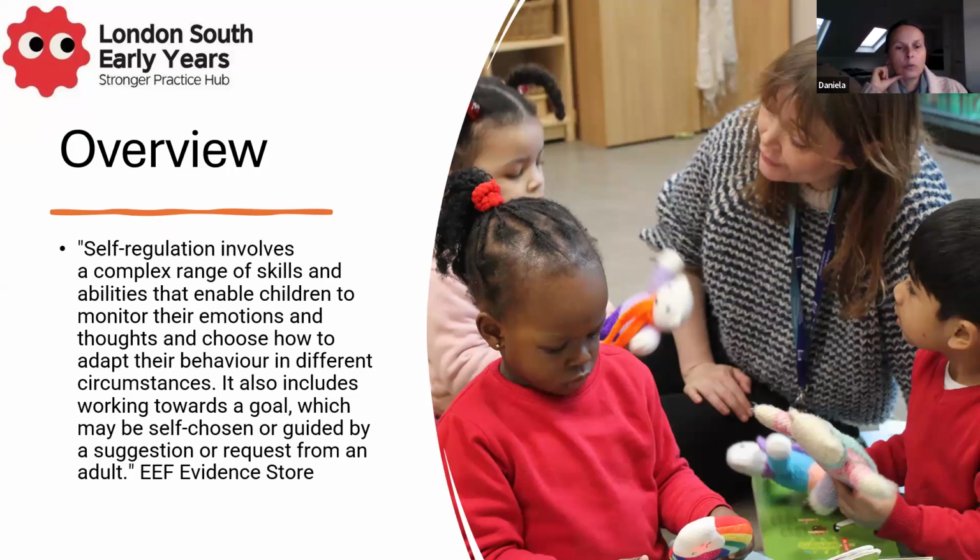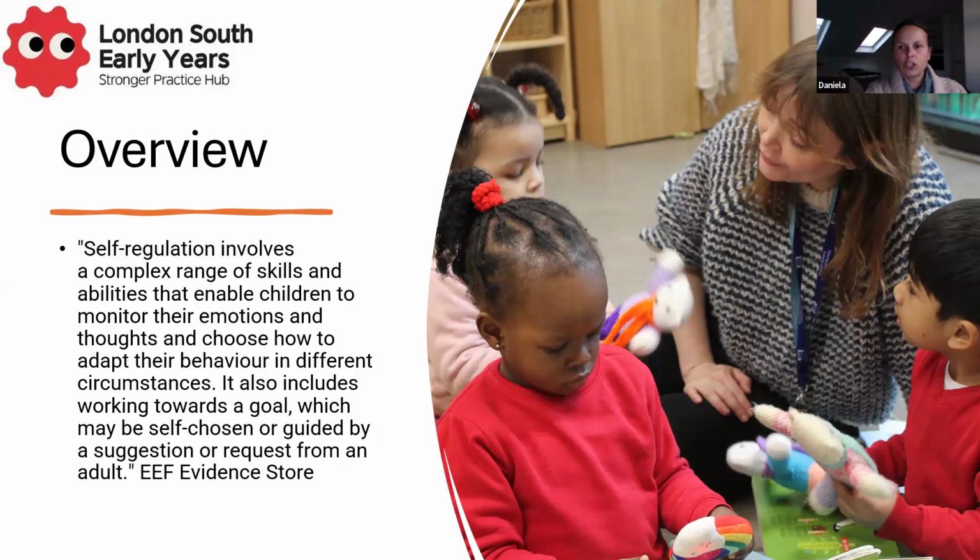And it includes working towards a common goal. That was the common strand that was seen in the research, that working towards that common goal seemed to really help children slow down their movements, think about what might need to happen next, think about the children around them and what that might mean for their peers. So developing that empathy as well. And that might have been self-chosen or guided by a suggestion or a request from an adult.